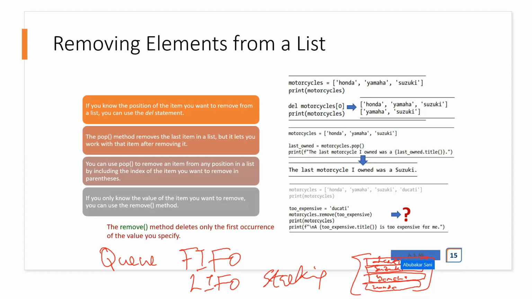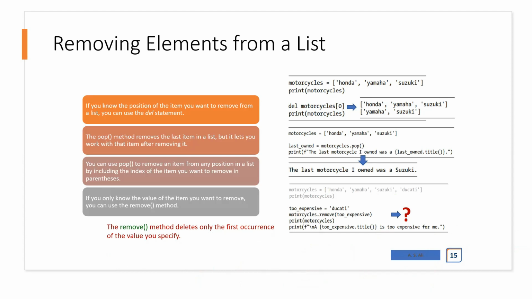So when I say motorcycles.pop, it is going to bring the last one out, which is going to be Ducati. So it's going to take out the last element that was added in the stack. Awesome. All right, so that's del, pop, and remove. Let's move to the activity if this is clear.